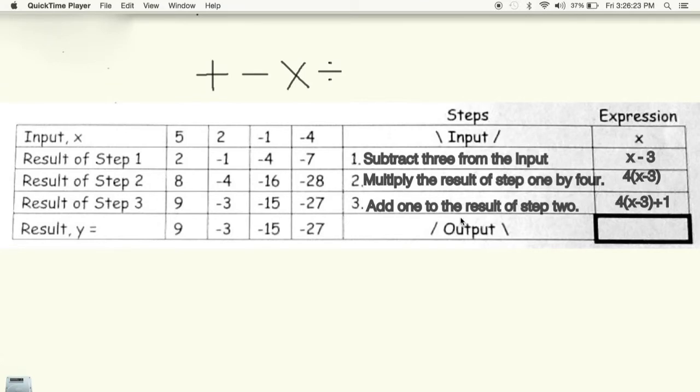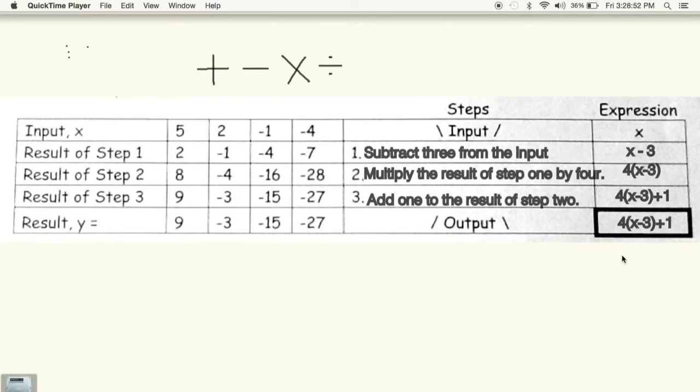Then our last step, we go from 8 to 9, negative 4 to negative 3, negative 16 to negative 15, negative 28 to negative 27, and thus we are adding 1 to the result of step 2, so that's what we write right there, add 1 to the result of step 2. Then we take our expression, 4 times x minus 3, and we add 1 to it. And thus we end up with our last output here, 4 times x minus 3 plus 1, in the bottom right hand corner. This is our final output as we run all these numbers through the machine: 4 times (x minus 3) plus 1.